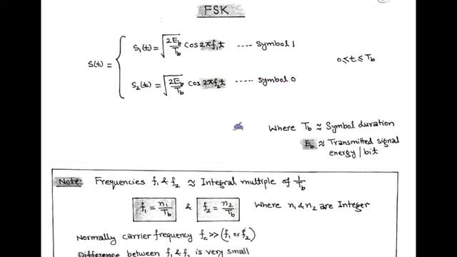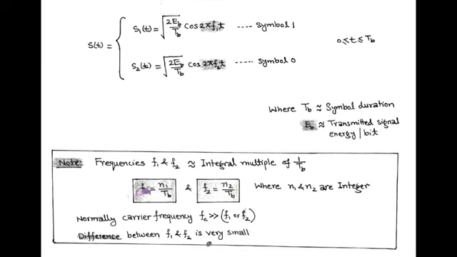Also, these discrete frequencies f1 and f2 must be an integral multiple of 1 upon Tb, that is the bit rate, so that frequency f1 becomes n1 upon Tb and f2 is equal to n2 upon Tb, where n1 and n2 are some integers. Generally, the carrier frequency is far greater than f1 or f2, with a very small difference between them.